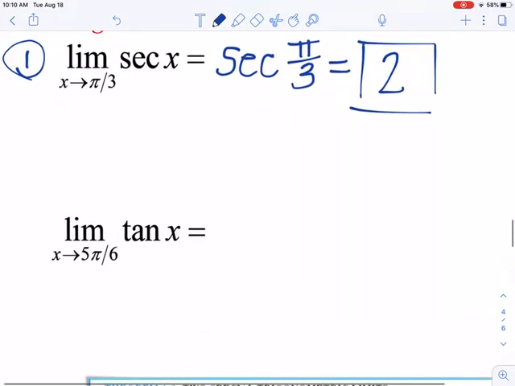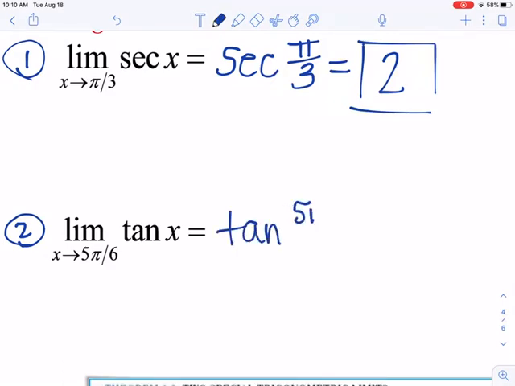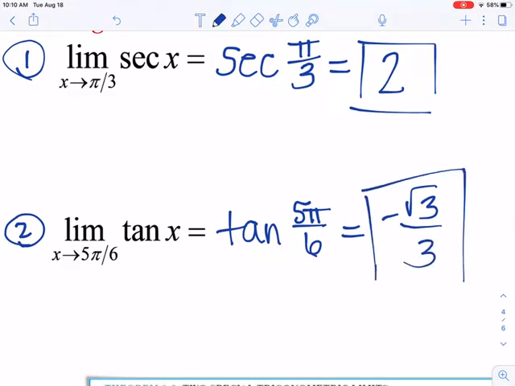Okay. Next, we have the limit as x approaches 5 pi over 6 of tangent of x. Same thing, we're just going to do direct substitution. And the tangent of 5 pi over 6 is negative radical 3 over 3. So these are more for you to practice your unit circle calculations.